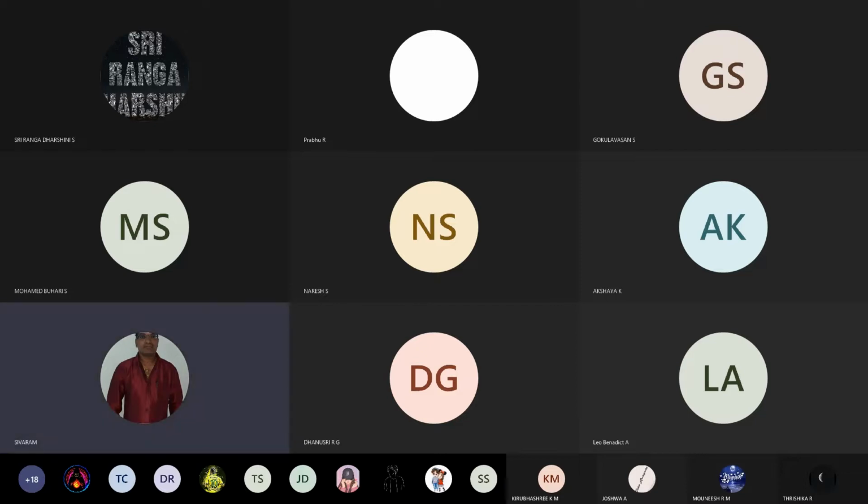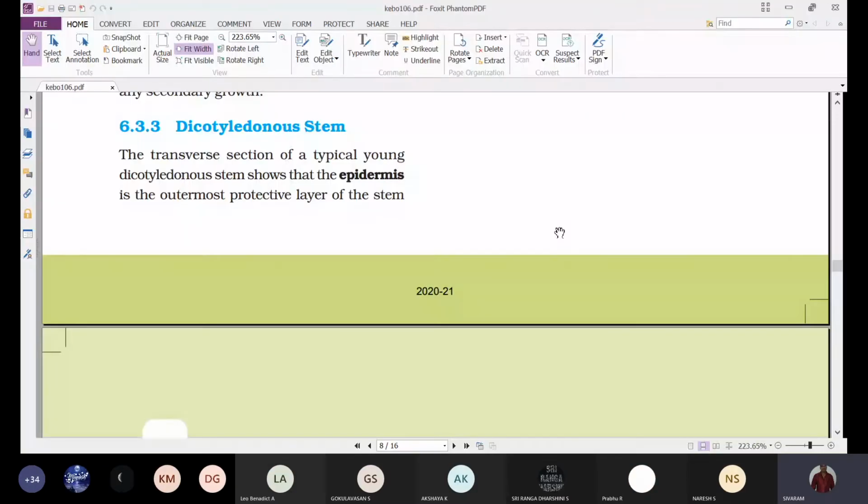In the last class, we discussed the dicotyledonous root and the monocotyledonous root, and we also discussed the comparison between them, and how to differentiate a dicotyledonous root from a monocotyledonous root. So today we'll go with the stem, that is the dicotyledonous stem, followed by the monocotyledonous stem. First we'll go with the dicotyledonous stem.